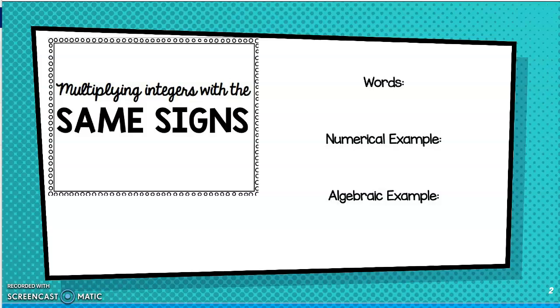All right, so your notes today is another little booklet. And after we write the notes down, you'll see this little dash line. That's where you can cut and make it flaps for your book. So let's start with multiplying integers with the same signs. Multiplying integers with the same signs.